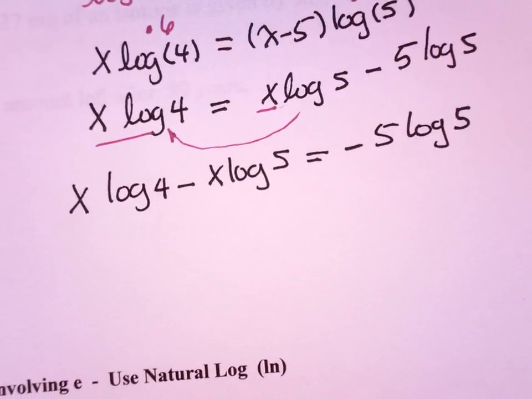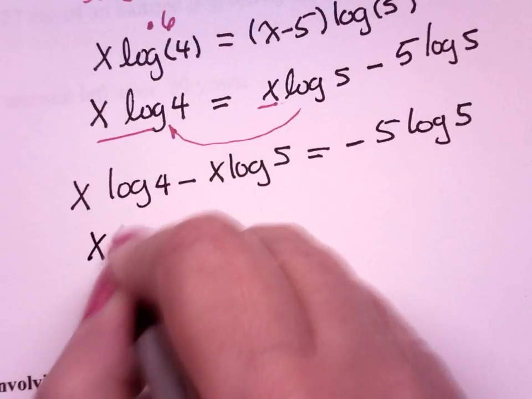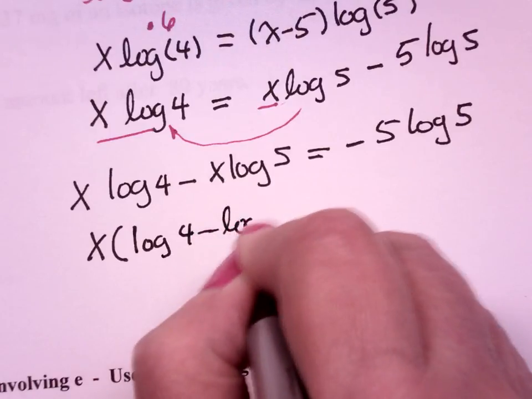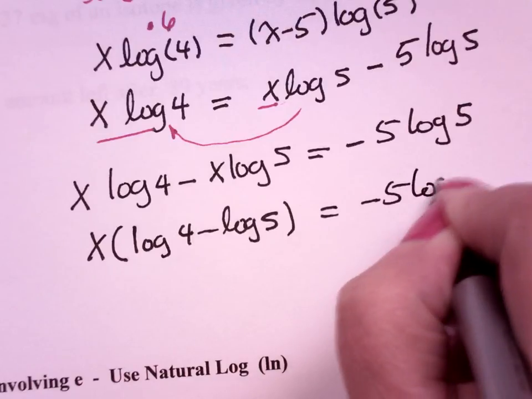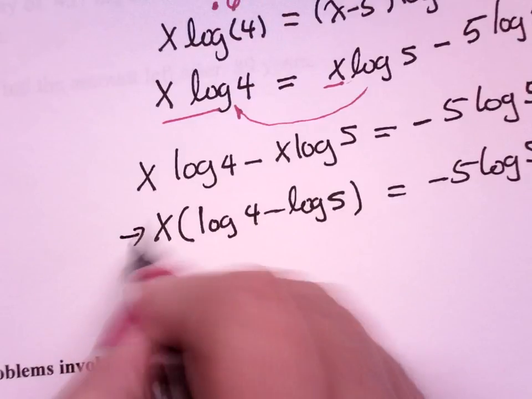Now what do you notice on the left-hand side, because I'm trying to solve for x? They both have x's, right? So I have a GCF of x. This is the trick, by the way.